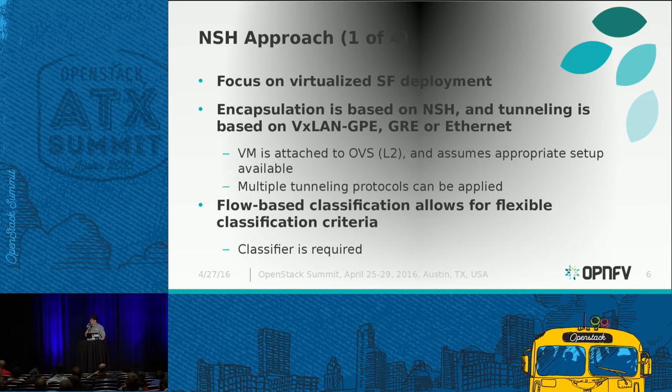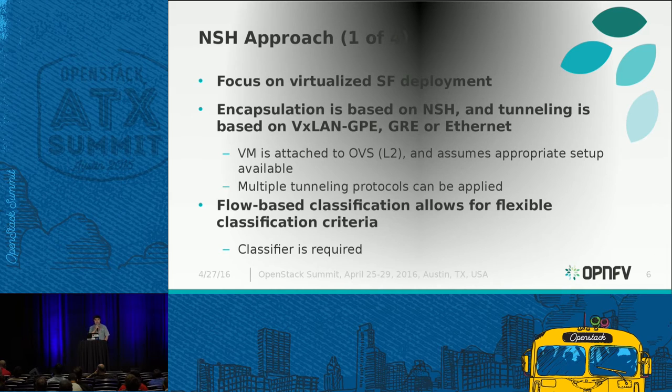So that's the L3 approach, based on the existing network functions, to create the service function chains. And there's a new, very innovative approach called NSH, the Network Service Header approach, which basically focuses on virtualized service function deployment, and everything is based on virtualized deployment on the overlay. The encapsulation is based on NSH, which adds the network service header. And the tunneling is based on VXLAN GPE for layer 3, and GRE or Ethernet.